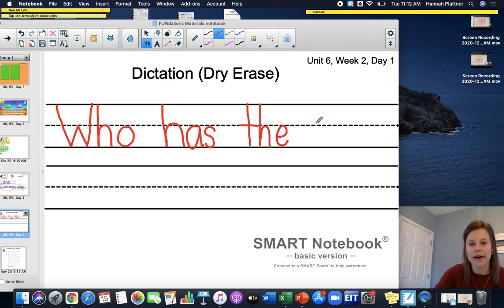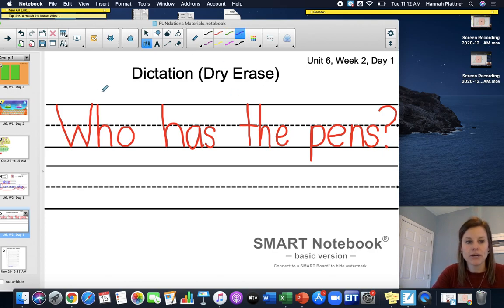Who has the pens? I know this word ends with the letter S, so it has a base word and a suffix. Pens. What is the base word? Pen. P-E-N. Pen. And add your suffix S. Who has the pens? Who is a question word. I'm asking something, so I know I need to add a question mark at the end.